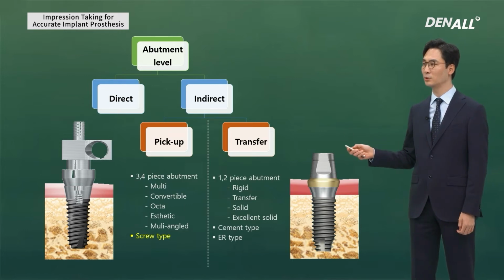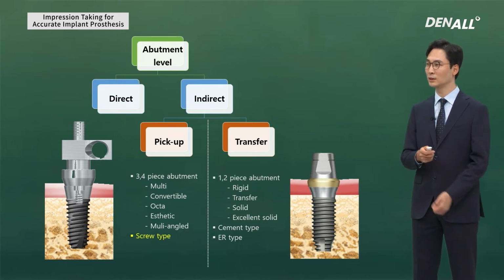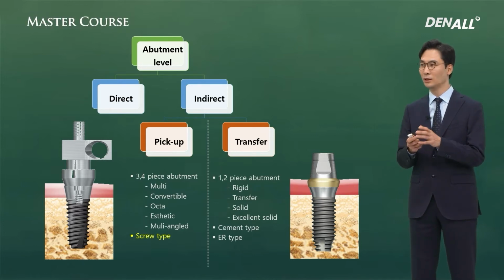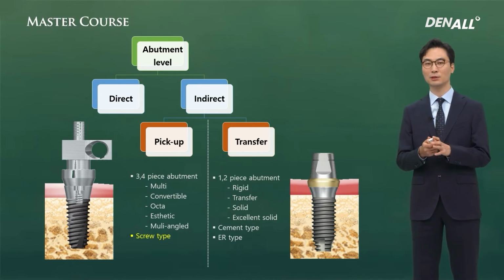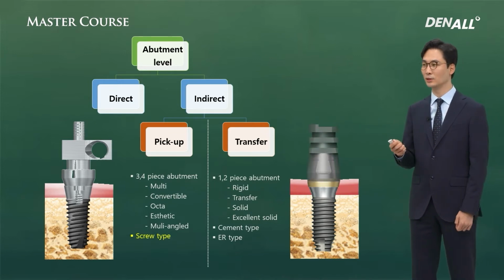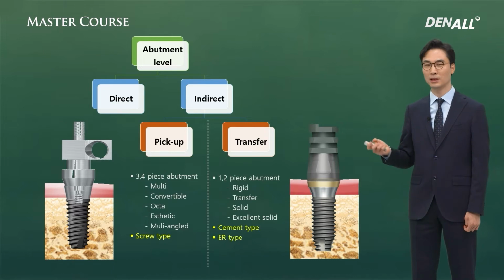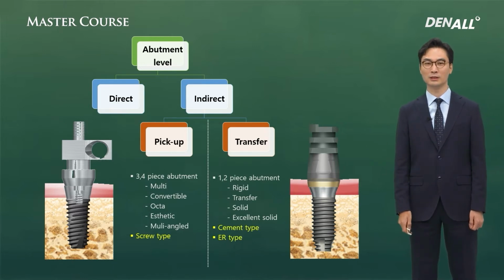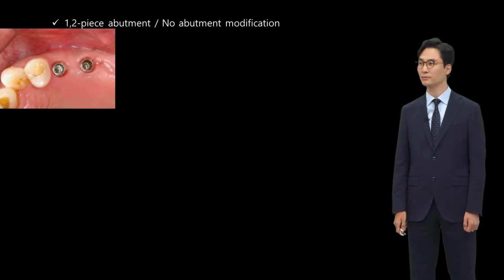On the right, a two-piece abutment is connected. A one-piece or two-piece abutment is connected to the implant. An impression cap or transfer type impression coping is used to take the impression. The final prosthesis would be either cementation type or ER combination type.